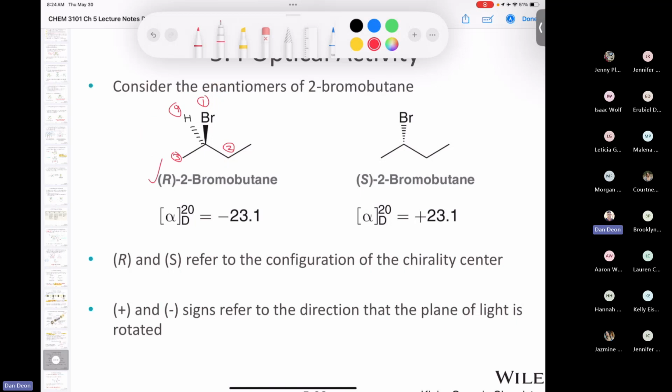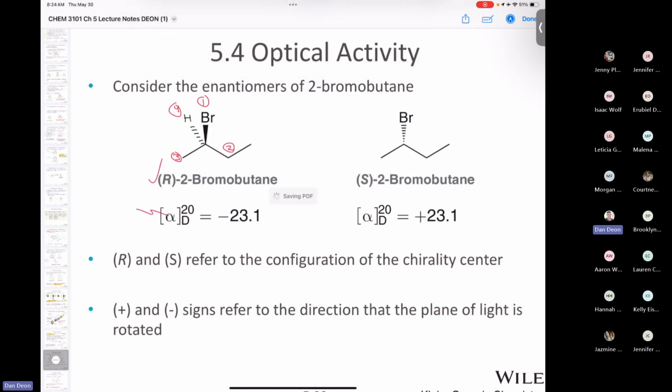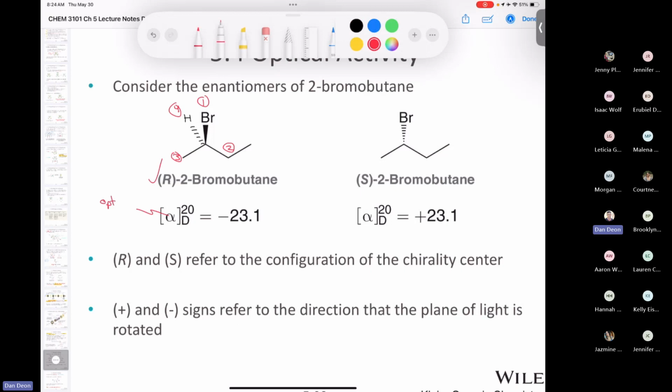Now it turns out that somebody went ahead and measured the optical rotation, right? We call it the alpha or the alpha D sometimes. It just means optical rotation, meaning how much it rotates plane polarized light at 20 degrees. The light that we're using is the D line of sodium. It's the standard all across the world. And it's negative 23.1. They didn't write degrees in here, but that's what it means. And if you put in S-2-bromobutane, what's it going to do? It's going to rotate it positive 23.1 degrees. So it's the same amount, but opposite.